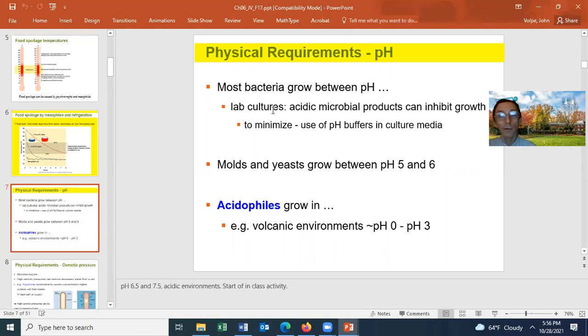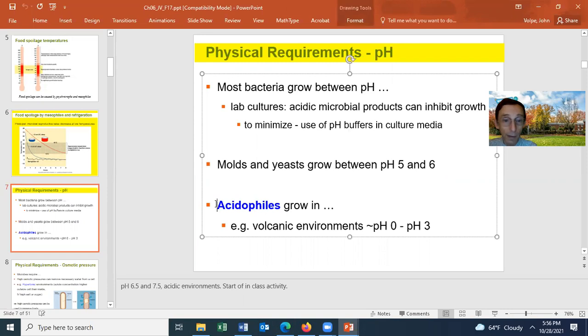Molds and yeast grow at a slightly more acidic pH than most bacteria. But there are some bacteria that we call acidophiles, and they grow in very acid environments, such as volcanic environments, where the pH ranges from 0 to pH 3. And this is very acidic. Your stomach is around pH 2, at least when it's producing acid.